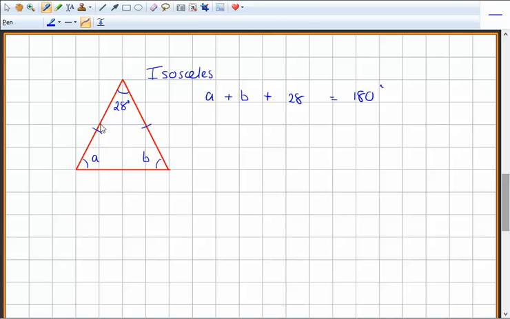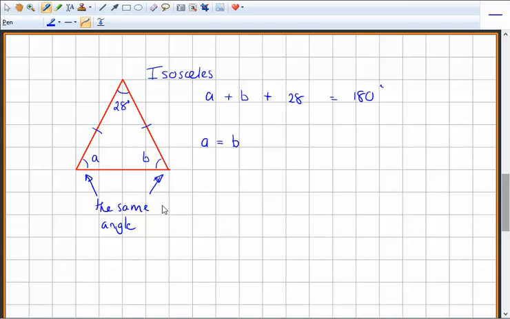Now that's why these two little lines are here. The two lines mean those two sides are the same length. Now there's one very important thing about that which helps us with the angles. If the two sides are the same, the two angles are also the same. So we can also say that A does equal B. So these two angles are the same angle. That helps us work it out.